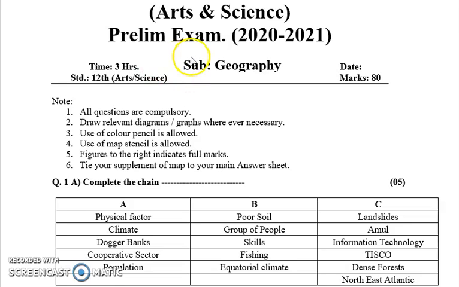So basically ये जो पेपर होता है वो 3 hours का होता है and it is for 80 marks. The same paper is given to arts as well as science students. Now what are the things which you have to follow when you are writing a paper? The first instruction is all the questions in this paper are compulsory. You have to write all the questions.